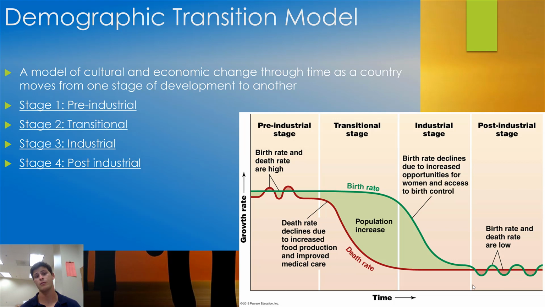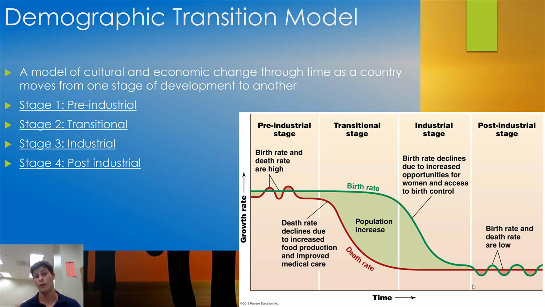And what the demographic transition model is going to do is pull from themes and concepts that we've all talked about in demographics and population growth dynamics, and pull them together to synthesize a model that tracks how populations change in a country as the country becomes more and more developed. Now, there are four basic stages in the demographic transition model. The first is the pre-industrial stage, the second is the transitional stage, the third is the industrial stage, and the fourth and final one is the post-industrial stage.